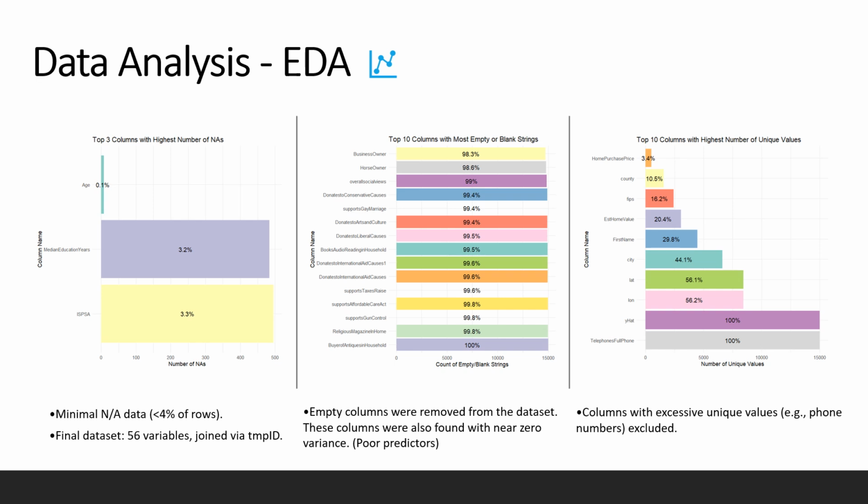For the exploratory data analysis process, the first step for us is to clean up the data, and we identified minimal missing data, with less than 4% of the rows containing no values. We also remove empty columns from the datasets to reduce the noise, because these columns were also found with near zero variance, meaning they are poor predictors to our analysis. We also remove columns with excessive unique values such as phone number, because too many unique values also do not provide us any good insights into our customer and their spending habits. So at the end, our final datasets contain 56 variables and they are joined via TMP-ID.